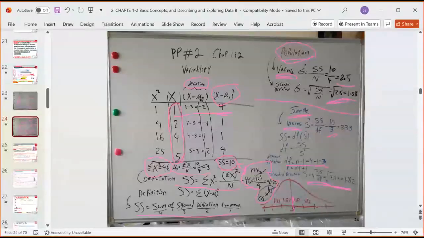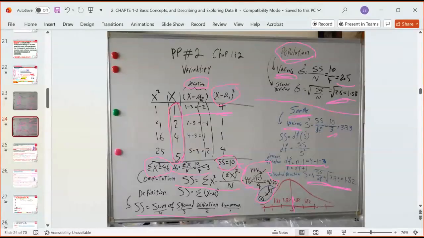And then again, for your quiz purposes, if I ask you to calculate the DF and I give you the SS and variance, you use that formula right there.